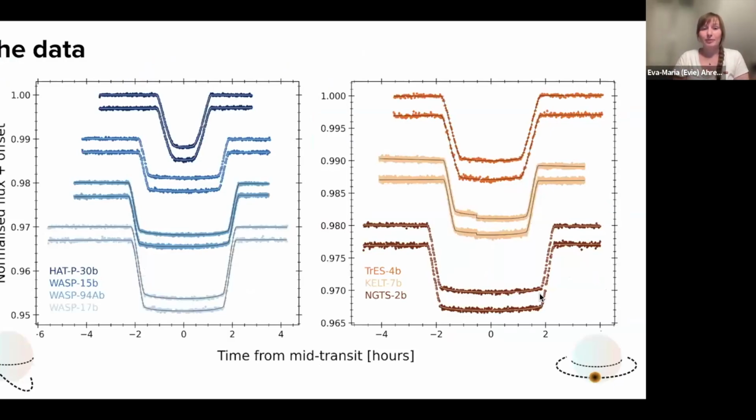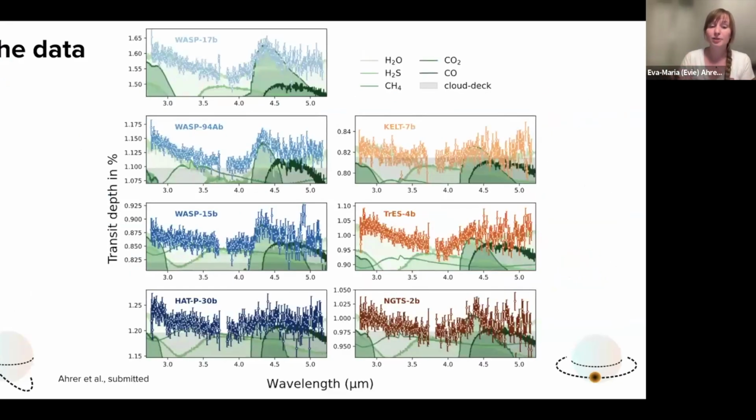Okay, so this is the family portrait now. We've gone for all 7 planets. We have the misaligned ones on the left and the aligned ones on the right. And if you look at the transmission spectra separately as well, this is our sample that we're now working with. So now we have gathered all this data.